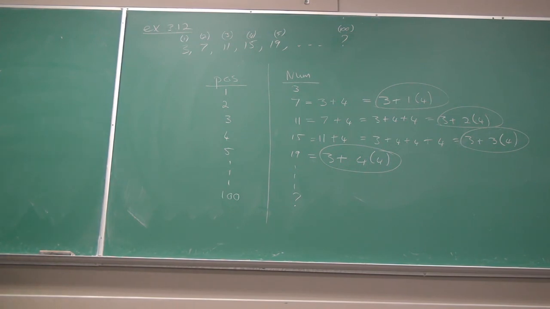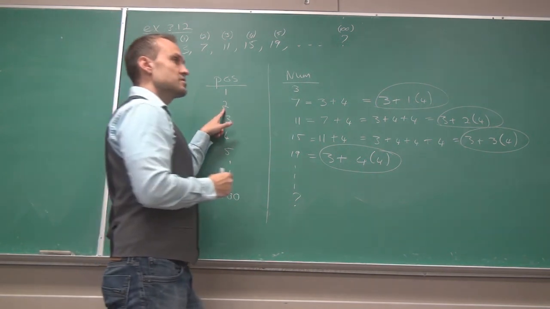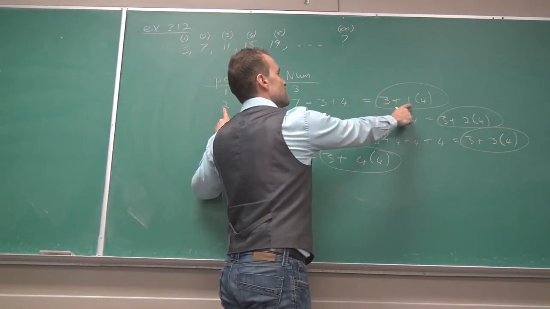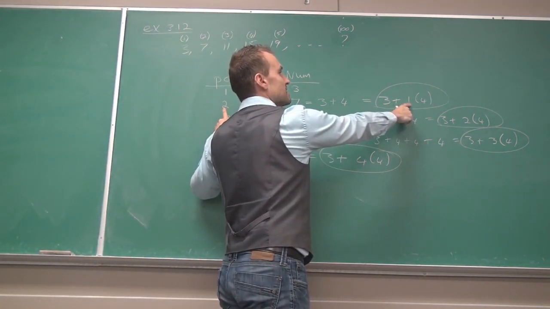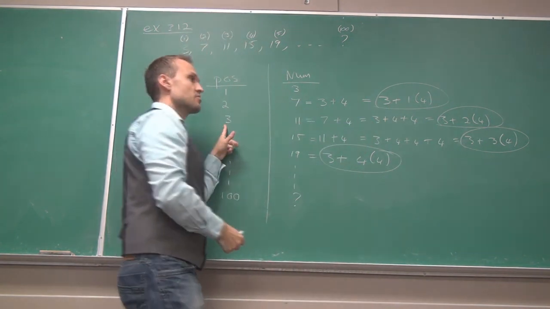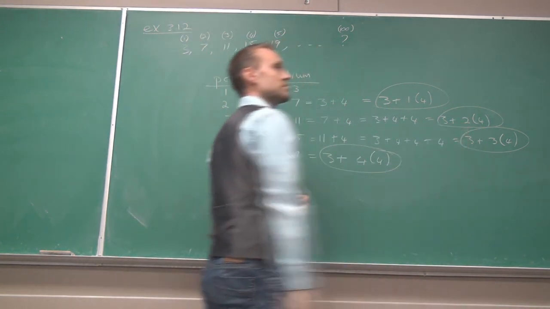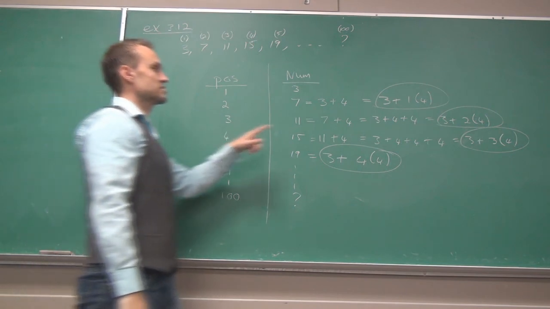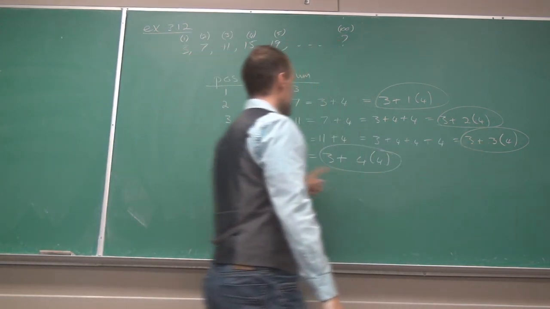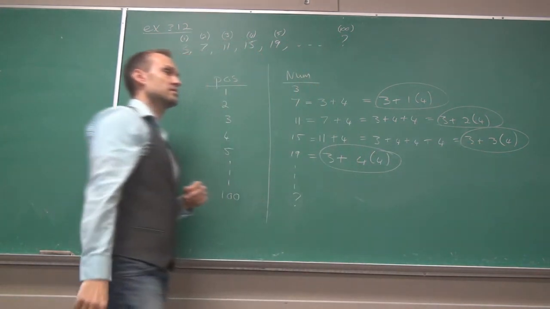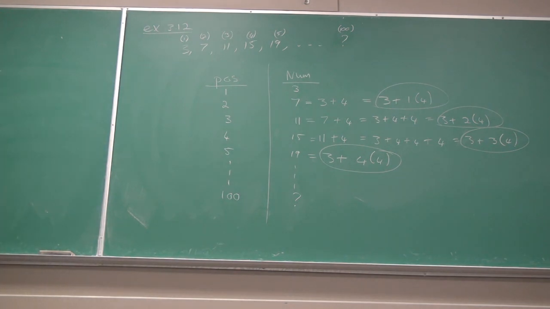Less than the number of fours. If the position is 2, the number of 4s that I add is 1. If the position is 3, the number of 4s is 2. Position is 4, the number is 3. Position is 5, the number is 4. So the number of 4s that I add, like he said, is 1 less than the position value.